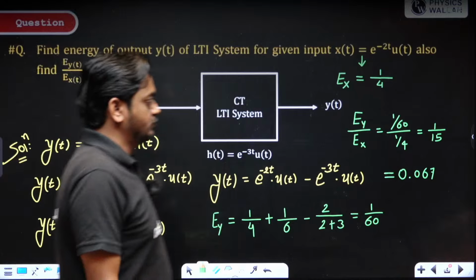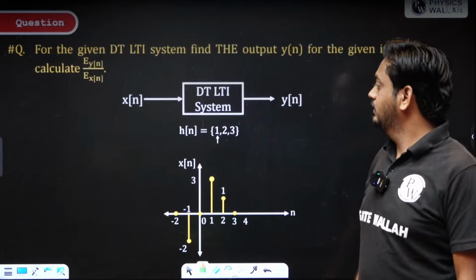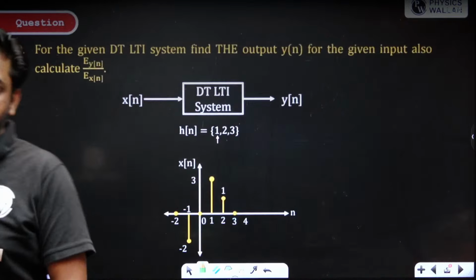So this is a very important question. It's a rank deciding question. 1 by 15 is the correct answer for this question. Very good. Now similarly, the same type of question for the discrete time also.